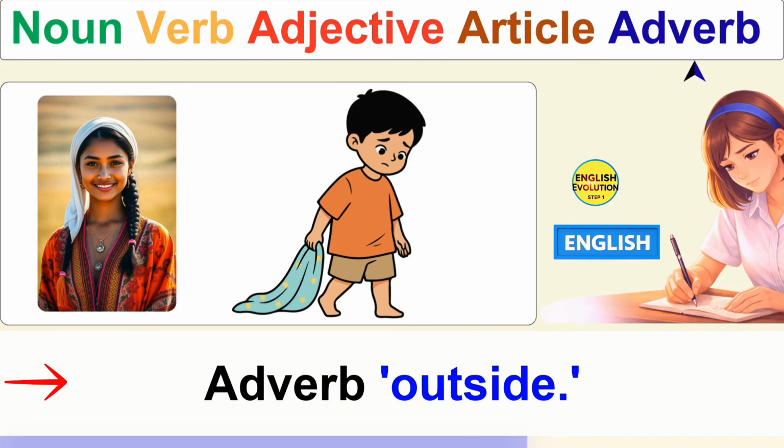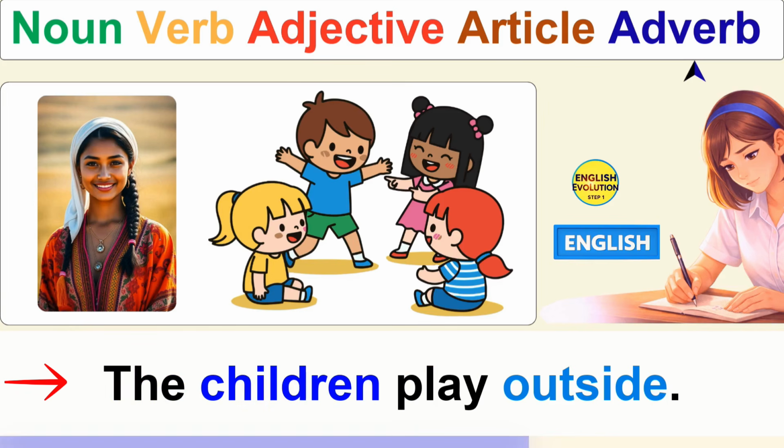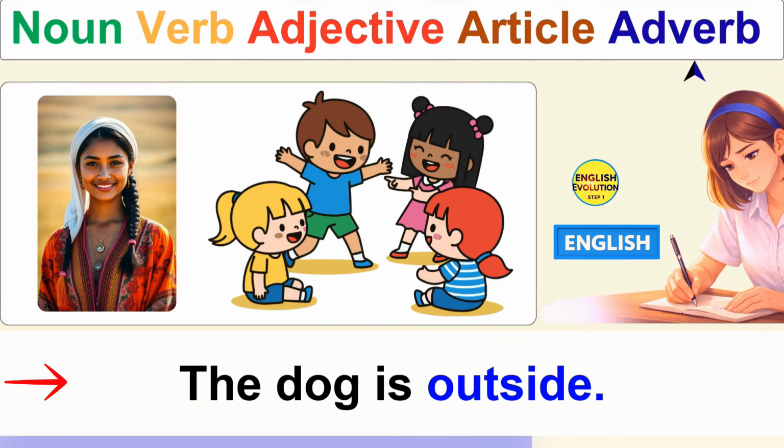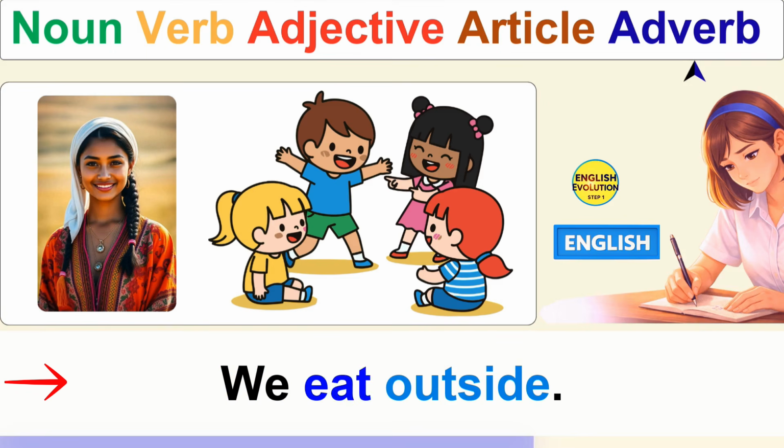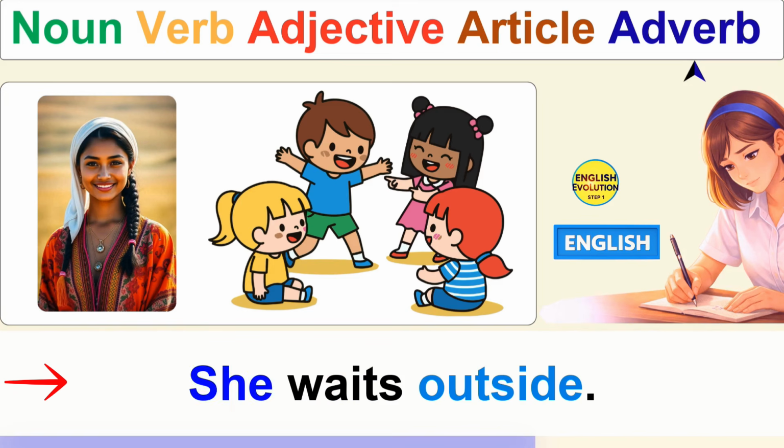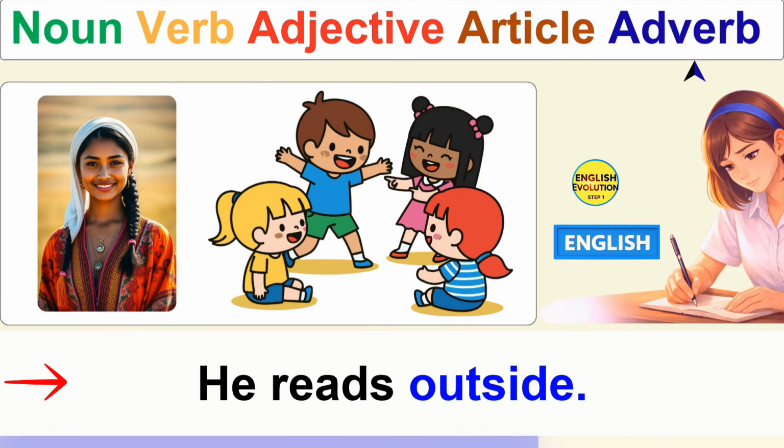Adverb outside. The children play outside. The dog is outside. We eat outside. She waits outside. He reads outside.